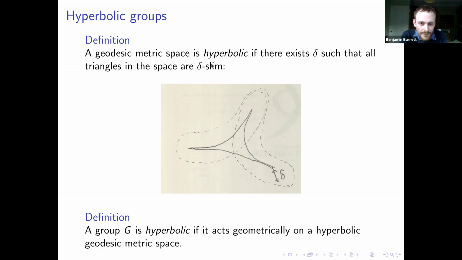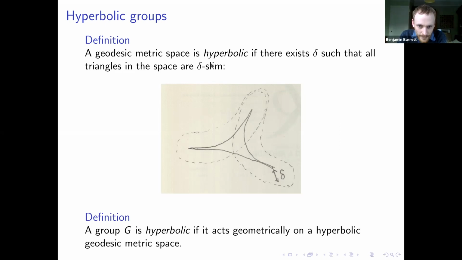And the third thing is that it has to be properly discontinuous. So this says that if you've got a compact subset of the metric space, then all but finitely many elements of the group take that compact subset off itself. So that's saying that group elements mostly move things around quite a lot. You don't get lots of group elements concentrating things around one little region of the space. So that's what it means for an action to be a geometric action.